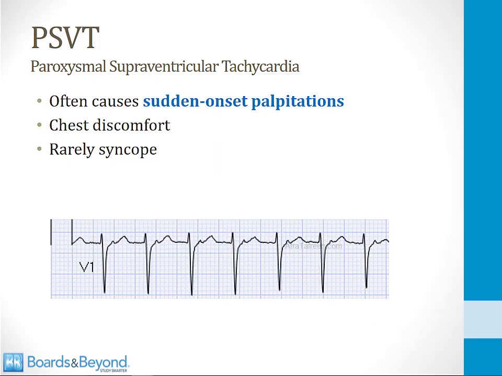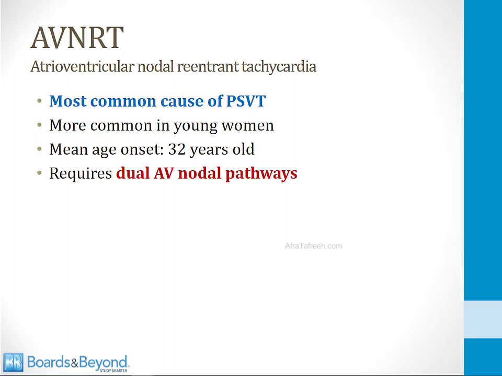And as I mentioned on the last slide, the problem with these disorders is that they cause sudden onset palpitations. So most patients will say, I was sitting at rest and suddenly I felt my heart racing for a few minutes and then it broke. That's the typical history of a patient with a PSVT. Sometimes these patients also have chest discomfort, and rarely, if the tachycardia is very, very fast, it can lead to syncope. There are many causes of PSVTs, but the most common is AVNRT, which stands for atrioventricular nodal reentrant tachycardia.